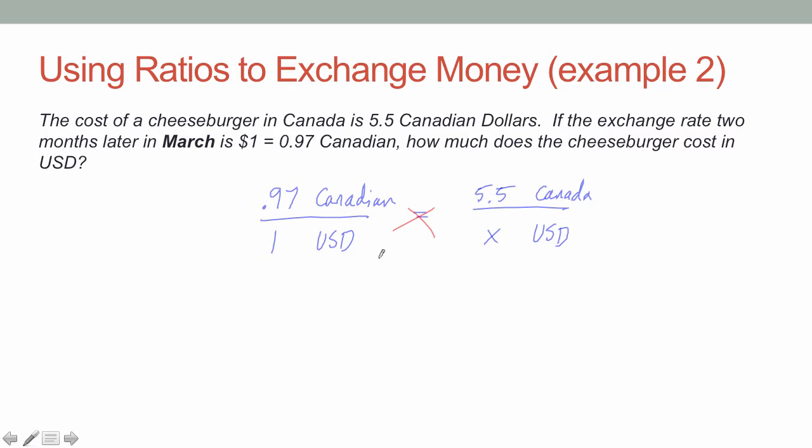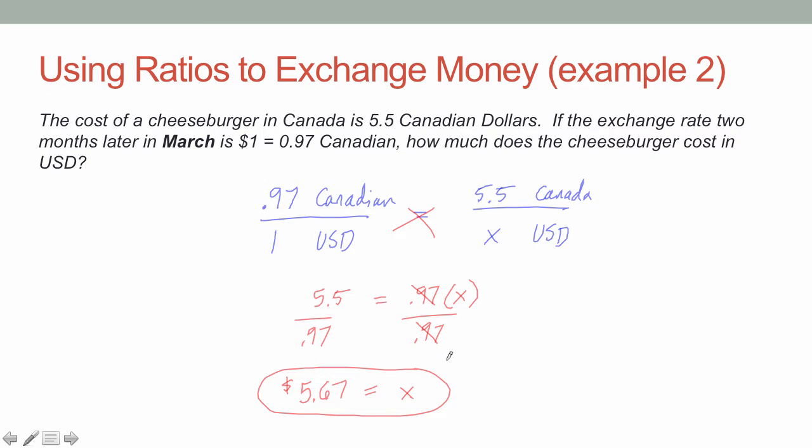Let's cross multiply, solve it out. You probably see that it just needs to be 5.5 equals 0.97 times X. Let's divide both sides by 0.97 to solve for X. 5.5 divided by 0.97. I am now paying $5.67 for that hamburger. It's a little bit more expensive now, right? That's not so much good for me as a US person visiting Canada. A dollar is worth less.